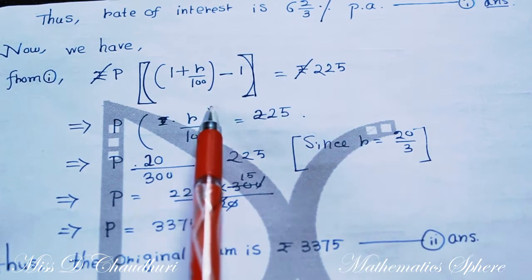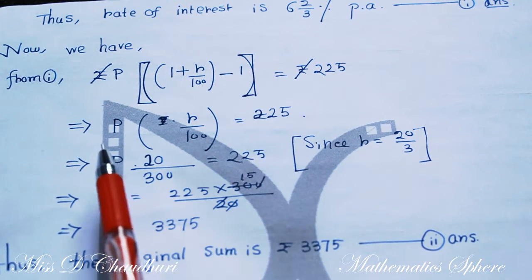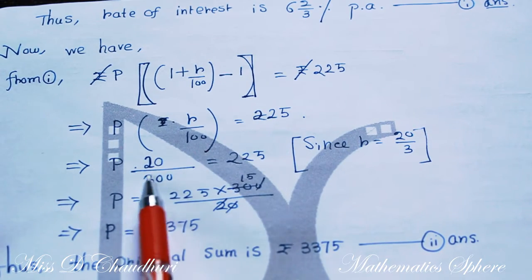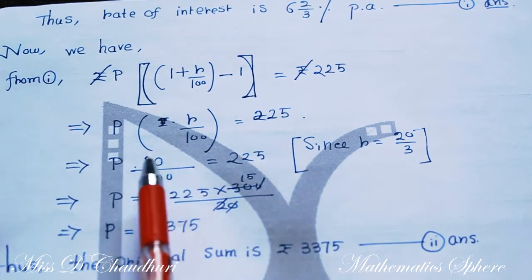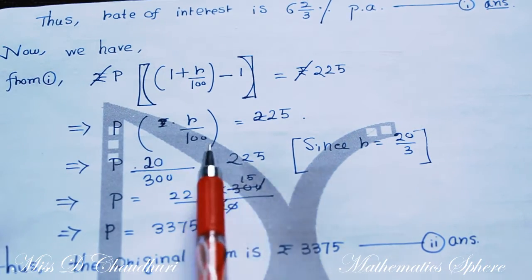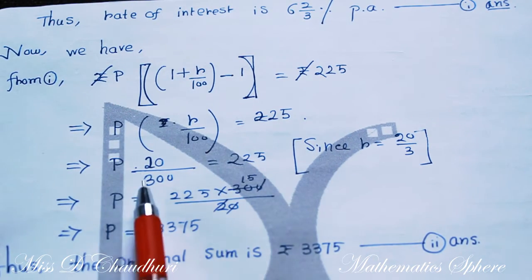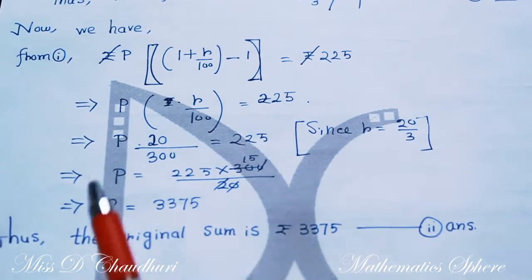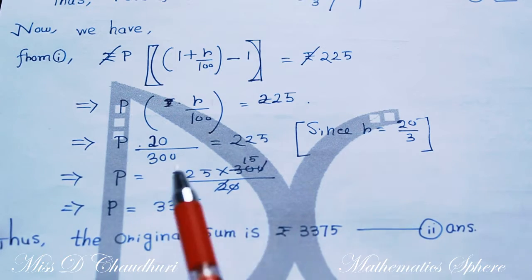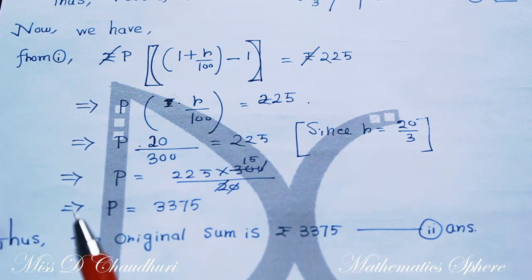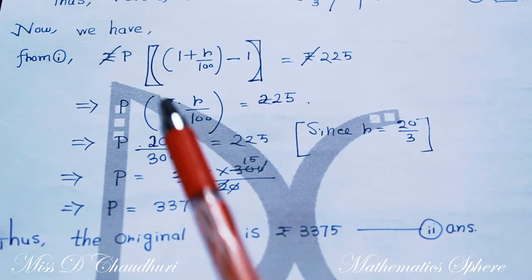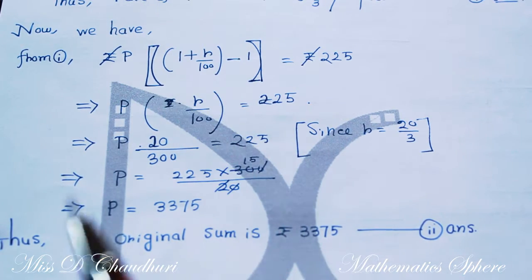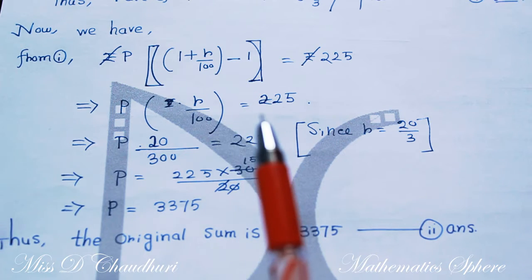So if you put the value of r here, r was 62 by 3, that means 20 by 3, which sitting with 100 becomes 300. Now p into 20 by 300 equal to 225. Nothing more is left, you shift the 20 by 300 here, and ultimately you are going to get p equal to 3375. So you got the rate, you got the principal. Again I am saying, same method, just the difference is that in the last sum it was amount and principal, and here CI is given.